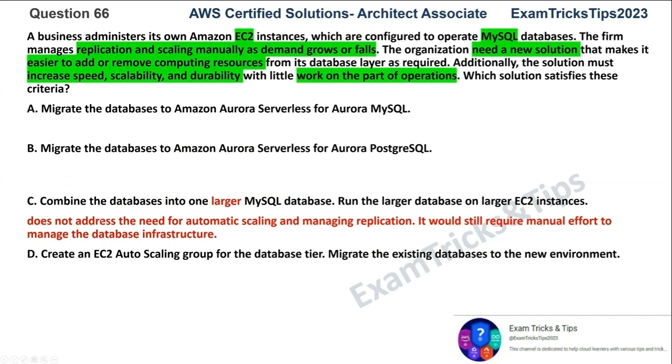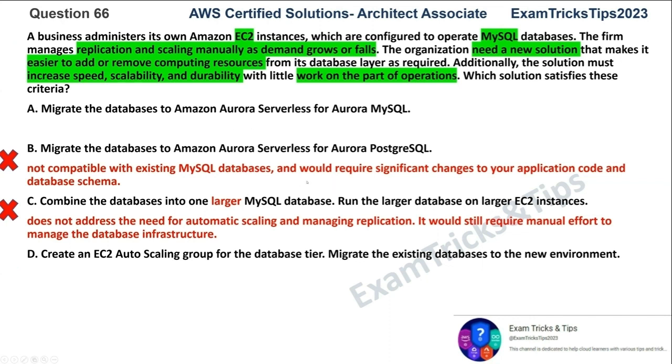The next wrong one is option B. It says migrate the database to Amazon Aurora Serverless for Aurora PostgreSQL. Now, our requirement is that we have MySQL, and this particular solution is not going to be compatible with MySQL. So definitely we rule this out. And obviously we don't want to make any significant changes to application code in order for this solution to fit into the problem that we have. So that's gone. That leaves us with options A and D.